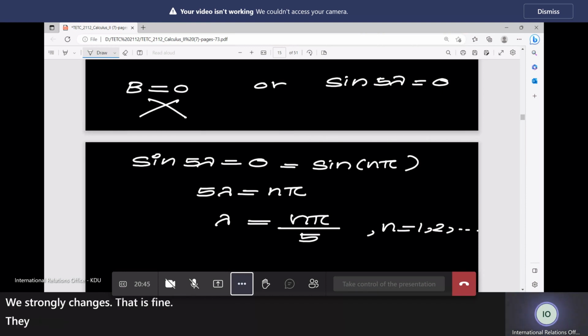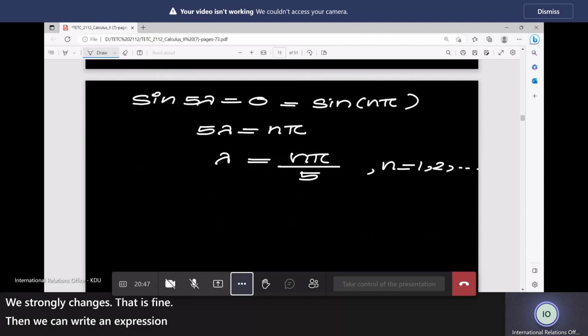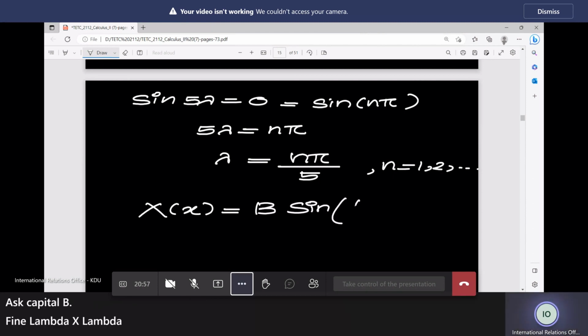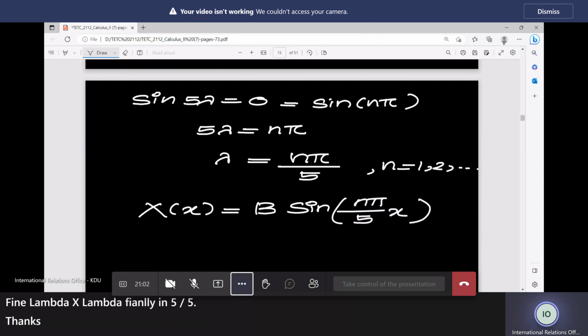Then we can write an expression for this capital X of x as capital B sin lambda x, where lambda is n pi over 5, and x.